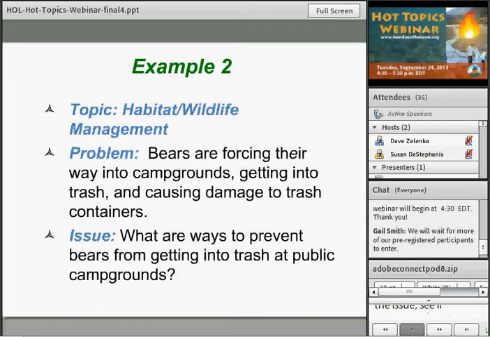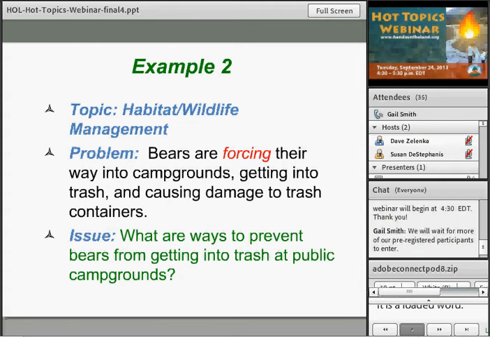Remember when we define the terms, and more than likely, you came up with this word. The word forcing. Bears are forcing their way into campgrounds and getting into trash and causing damage to trash containers. So it's a pretty loaded word. I don't feel that, and you might agree with me that, people would be in agreement that bears are forcing their way. So I don't think we have evidence that the bears forcing their way in is the problem.